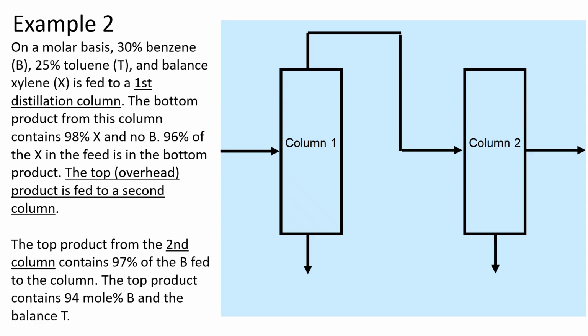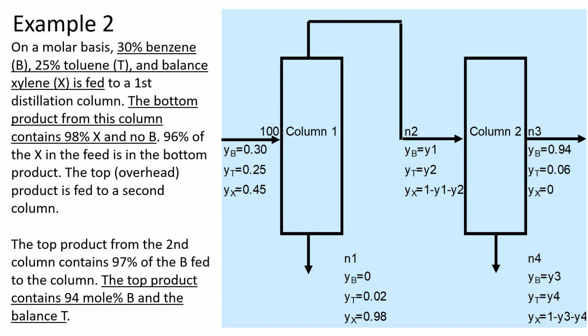Next, we're going to label the streams based upon the problem statement. Now that we have the structure for the process flow diagram, let's label the streams to the best of our ability. Each of the underlined sections in the problem statement will be used for that purpose. First, on a molar basis, we know that the feed to the first column is 30% benzene, 25% toluene, and the balance is xylene. If you look over here in our process flow diagram, you'll see that we've labeled the benzene mole fraction as 0.3, the toluene as 0.25, and we know that the xylene has to be 0.45 for the three of these to sum to 1.